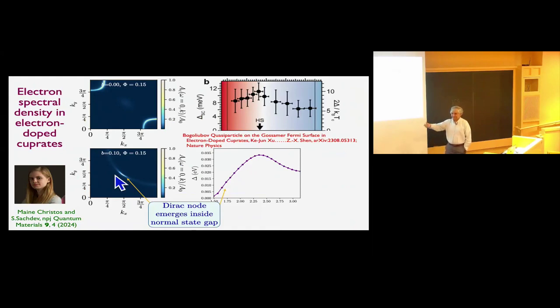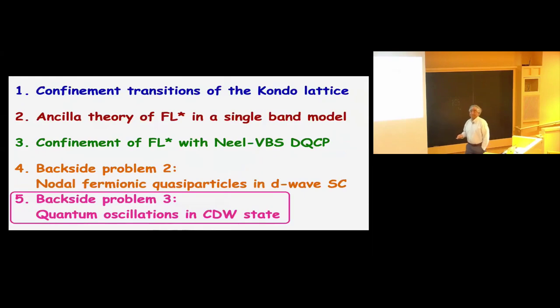We've got the antinodal photoemission, we've got the four nodal points, and now the quantum oscillations. Okay, so this is the recent work by BCS on quantum oscillation in the CDW state. Are you the S of BCS? Yeah, Bonetti, Christos, and me.